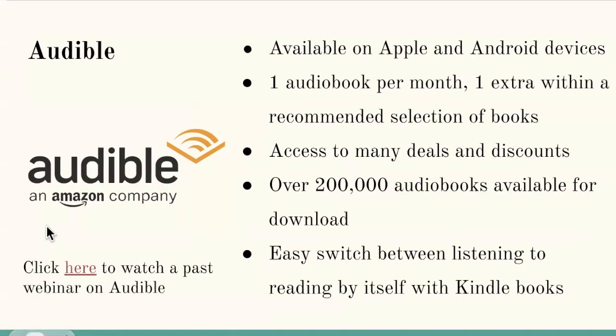And then next we have Audible, which is available on both Apple and Android devices, so it's compatible with whichever one you have. You get 1 audiobook per month and 1 extra within a recommended selection of books. You have many deals and discounts available to you, and there are over 200,000 audiobooks available for users to download. It's also very easy to switch between listening and reading with Kindle books, so you can use that in unison with Kindle books.